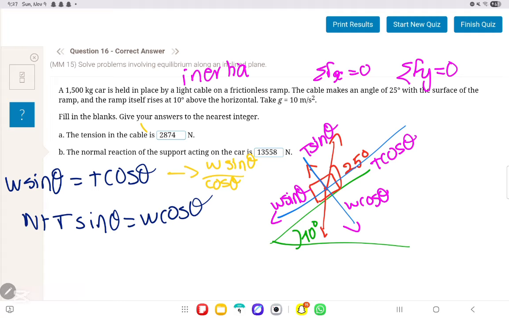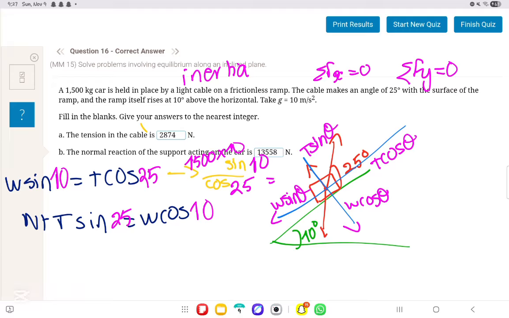Now, this theta is different for the tension and the W. For the W, the theta is 10 degrees. But for the tension, the theta is 25 degrees. So sine 10 over cosine 25, and W is how much? It is 1500 times g, which is 10. So W equals mg. Okay, so you put it on the calculator. It will be 15,000 times sine 10 over cosine 25. This will give me the value of T to be 2,874 newtons.